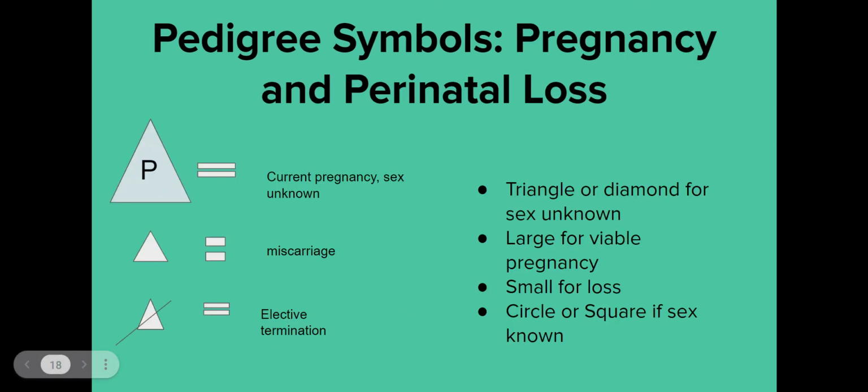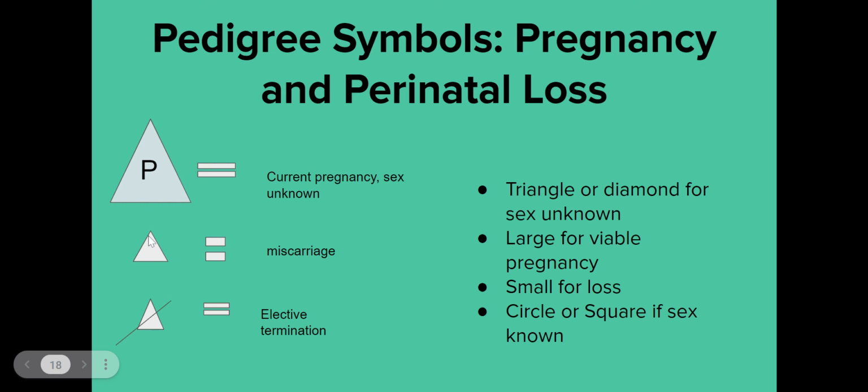If we want to indicate pregnancies or perinatal losses, and yes, those can be important, we would indicate them this way. If we don't know the sex, it's going to be a triangle or a diamond. If we do know the sex, it's a circle or a square, same as always. But a diamond with a P in it means that this is a pregnancy and the sex is unknown.